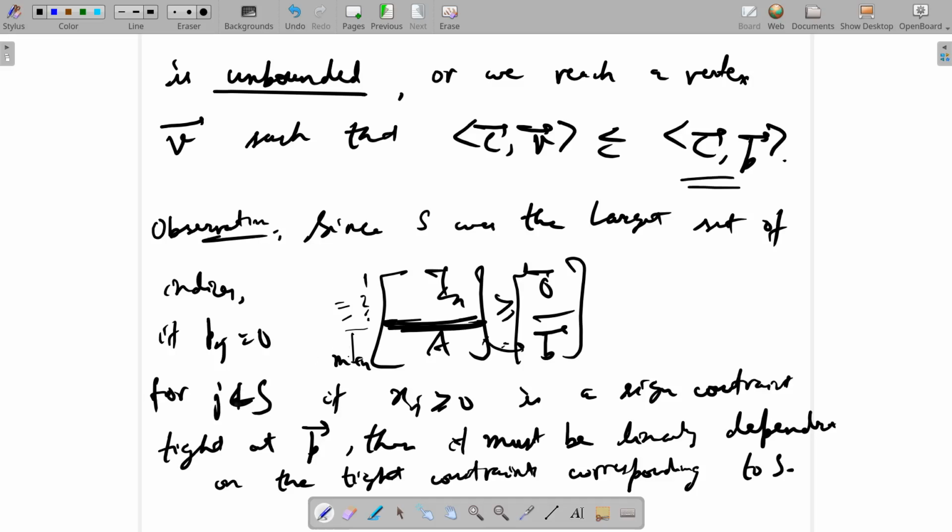Now if outside of S I have a point where Pj is 0, that means Pj has equality here, or it is tight there, or the vector P is tight at this constant j, then it must be linearly dependent on the rest of the tight constants, because if it were linearly independent, then S would not be the largest, you would have to add that index. So this is just an observation, just unraveling all the definitions.